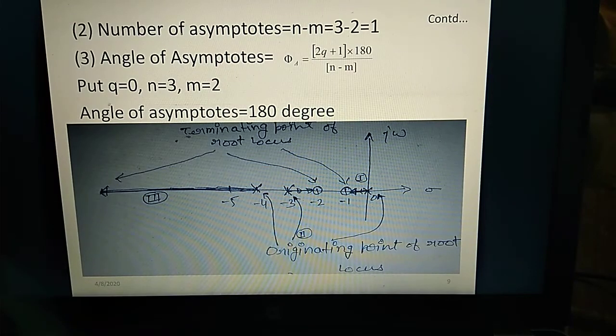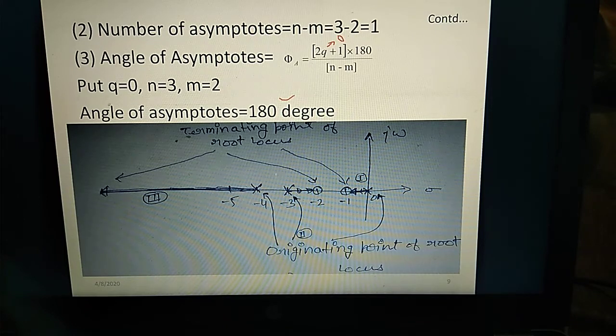Now come to find out the number of asymptotes. It has 3 poles, 2 zeros, so the number of asymptotes will be 3 minus 2, that is 1. Now come to find out the angle of asymptotes. There is only one asymptote, so put Q as 0 to get the first asymptote. Here it will be 3 minus 2, that is 1. So this becomes 1 upon 1 into 180, means the angle of asymptotes will be 180.